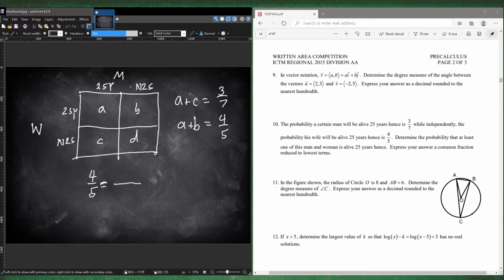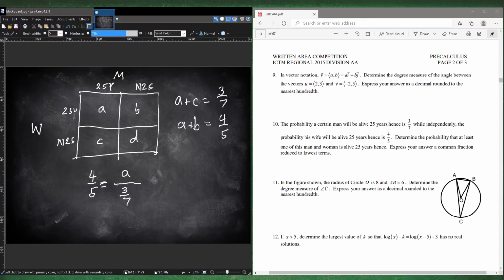So the probability of the man being alive is 3/7. So what's the probability of her being alive? We've got to look at the chart. The probability of the man being alive is A plus C, and the probability of the woman being alive is A plus B. So where do they intersect? Well, that's A. So you have to put A here because that's the probability that both happen, that she'll be alive, over the probability that he will be alive, which is equal, independently, to her being alive.